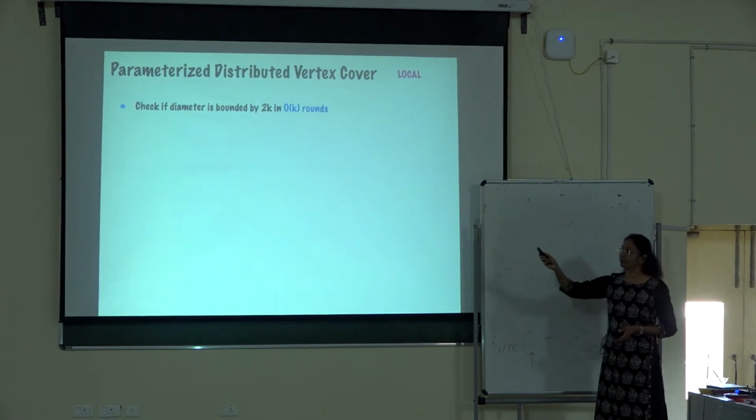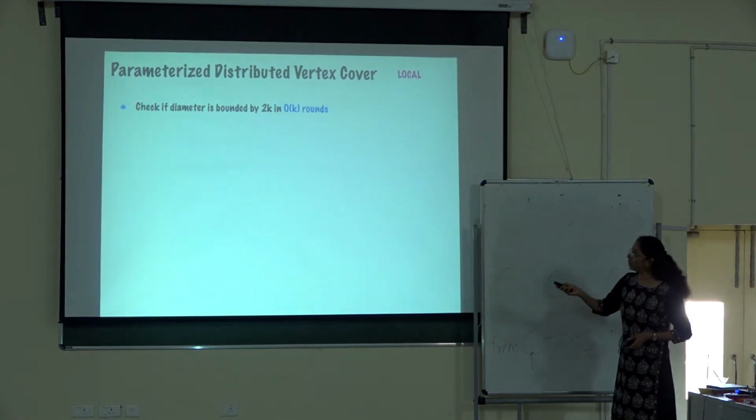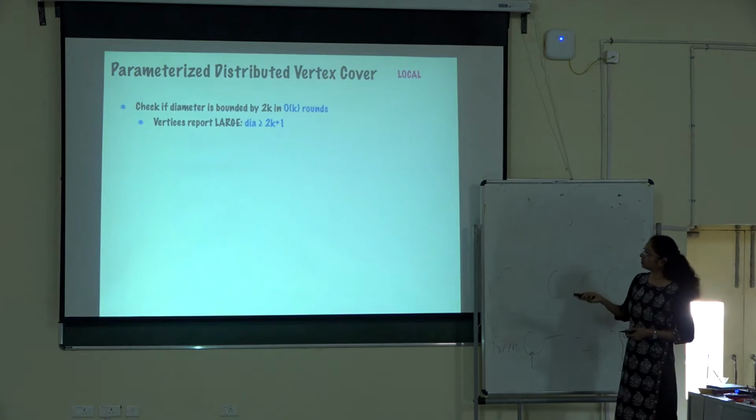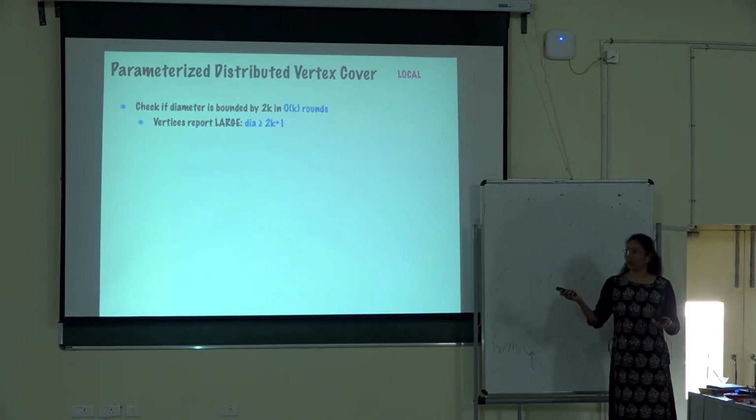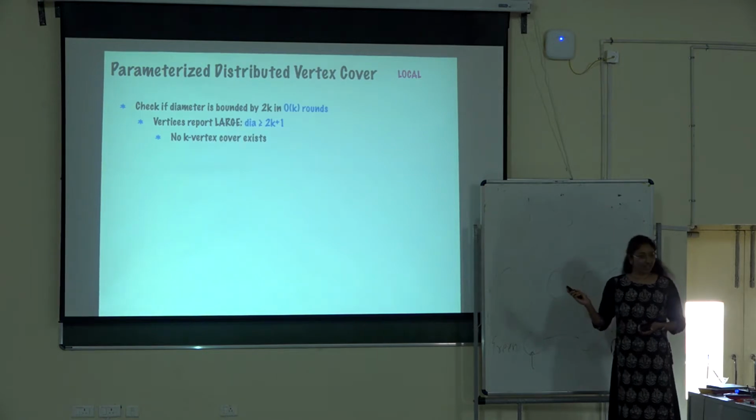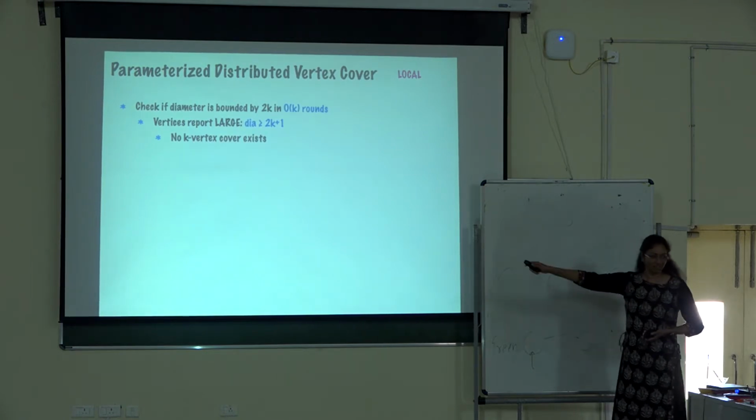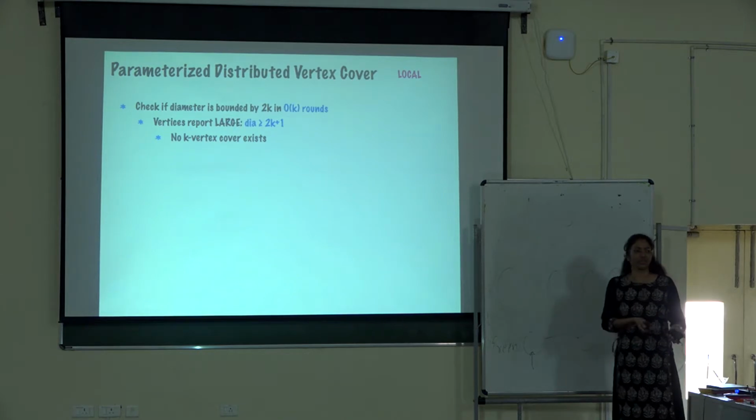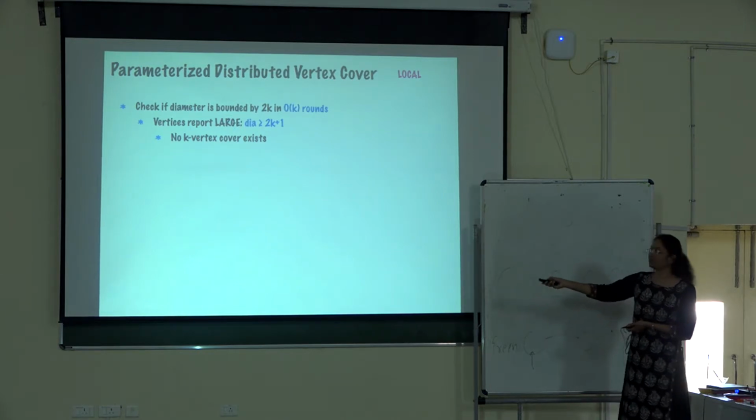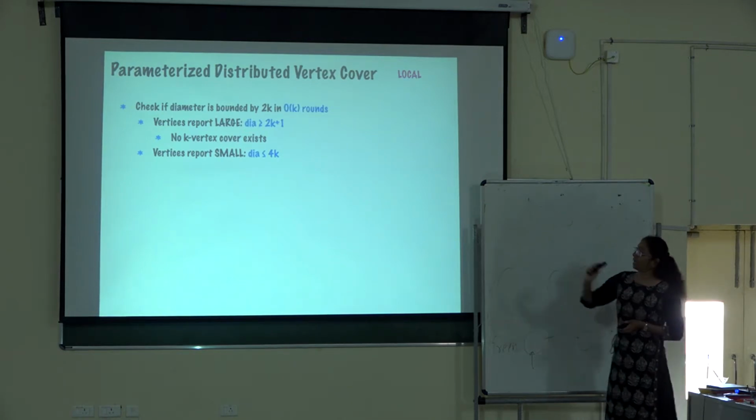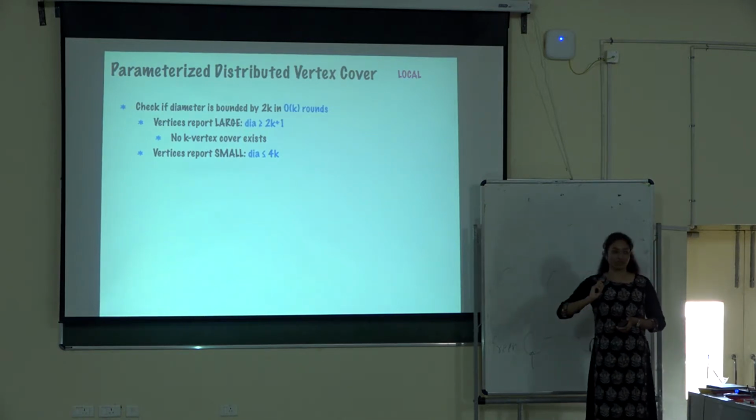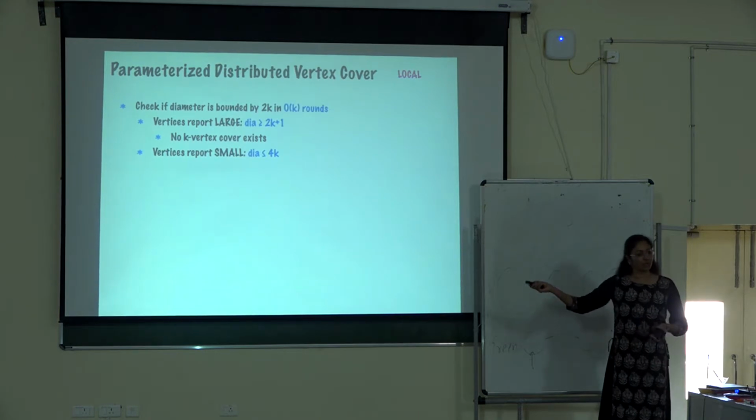First, we're going to check if the diameter is bounded by 2k in k rounds. If vertices report large, we know that the diameter is greater than or equal to 2k plus 1. In that case, a k vertex cover cannot exist. You already have a path that requires at least k plus 1 vertices to be in the vertex cover, so you cannot have a vertex cover of size k. All vertices can just report until the flag is complete. If all vertices report small, then we know that the diameter is bounded by 4k.